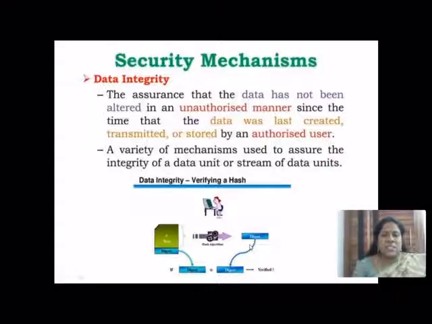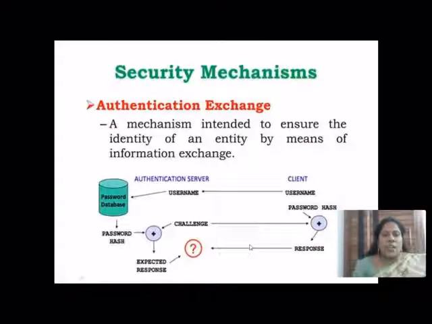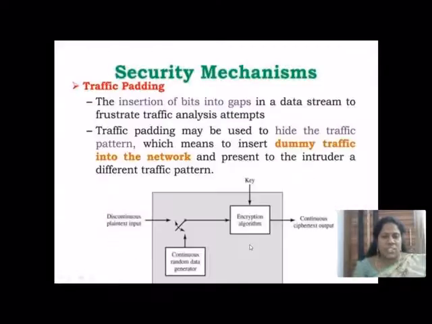And next one is data integrity. It is the assurance that the data has not been altered in an unauthorized manner since the time the data was created, transmitted, or stored by the unauthorized users. Next one is authentication exchange, a mechanism intended to ensure the identity of an entity by means of information exchange.